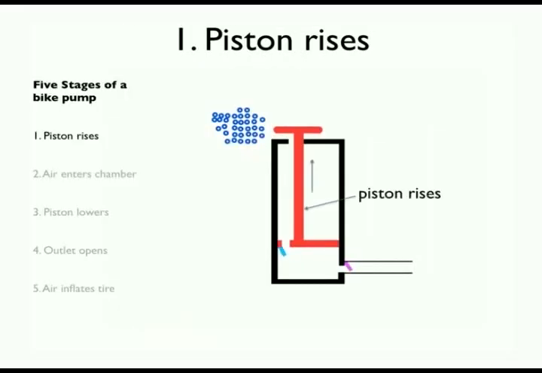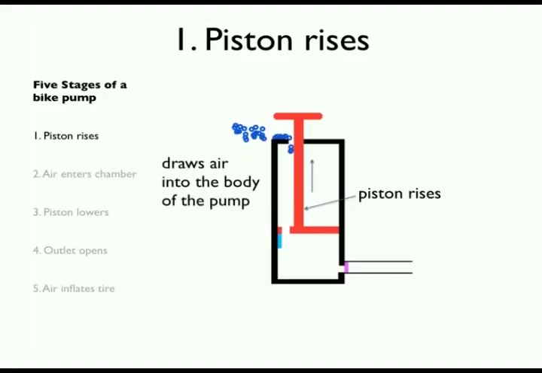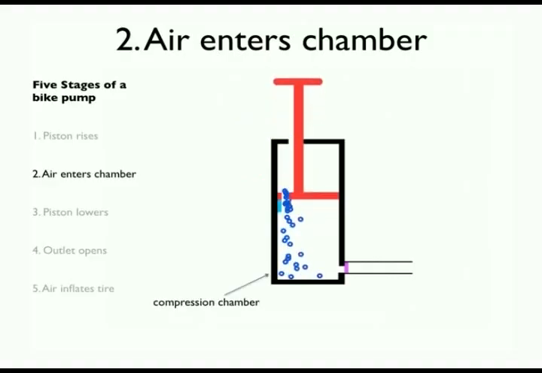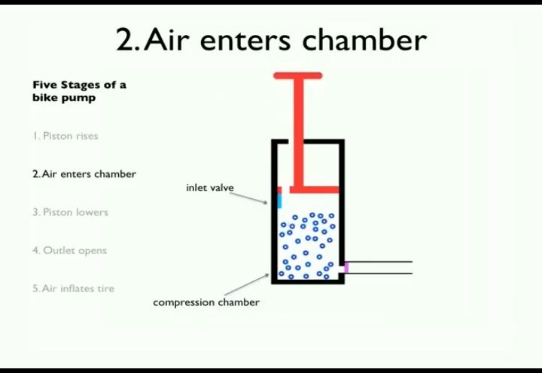The piston rises when the handle is pulled. This draws air inside the body of the pump. Air then enters the compression chamber. The inlet valve opens to allow this.